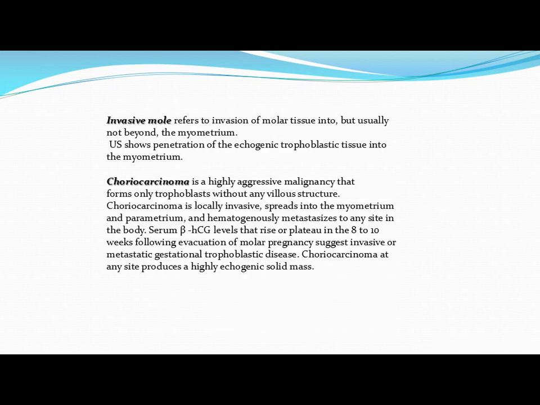Invasive mole refers to invasion of molar tissue into, but usually not beyond, the myometrium. Ultrasound shows penetration of the echogenic trophoblastic tissue into the myometrium. Choriocarcinoma is a highly aggressive malignancy that forms only trophoblast without any villus structure. Choriocarcinoma is locally invasive, spreads in the myometrium and parametrium, and hematogenously metastasizes to any site in the body.